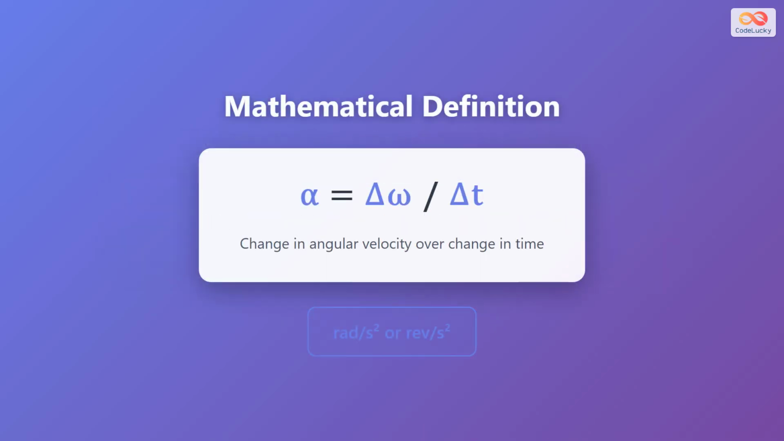The formula for angular acceleration is alpha equals delta omega divided by delta time. This represents the change in angular velocity over the change in time. The standard units are radians per second squared or revolutions per second squared.